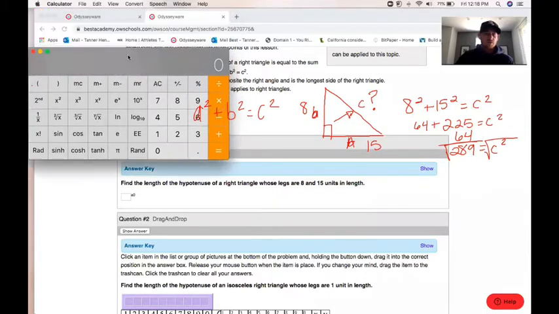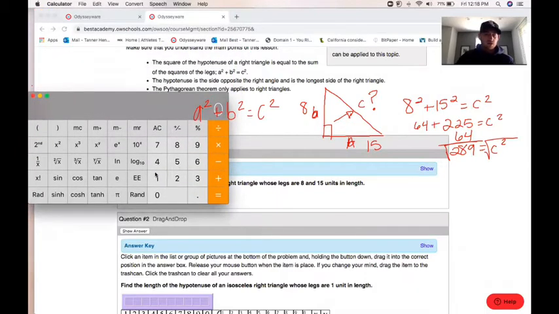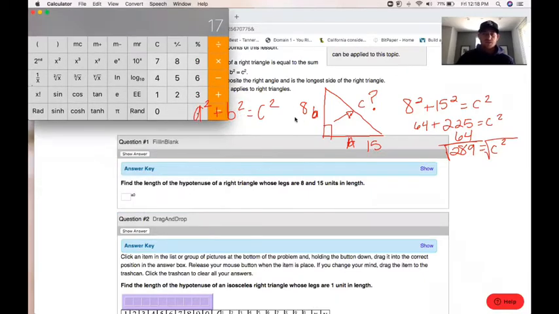And when you do that, if we come over here, the calculator, let me move it. We can do, where's it at? There it is. The square root of 289 is 17. So our answer would be 17.